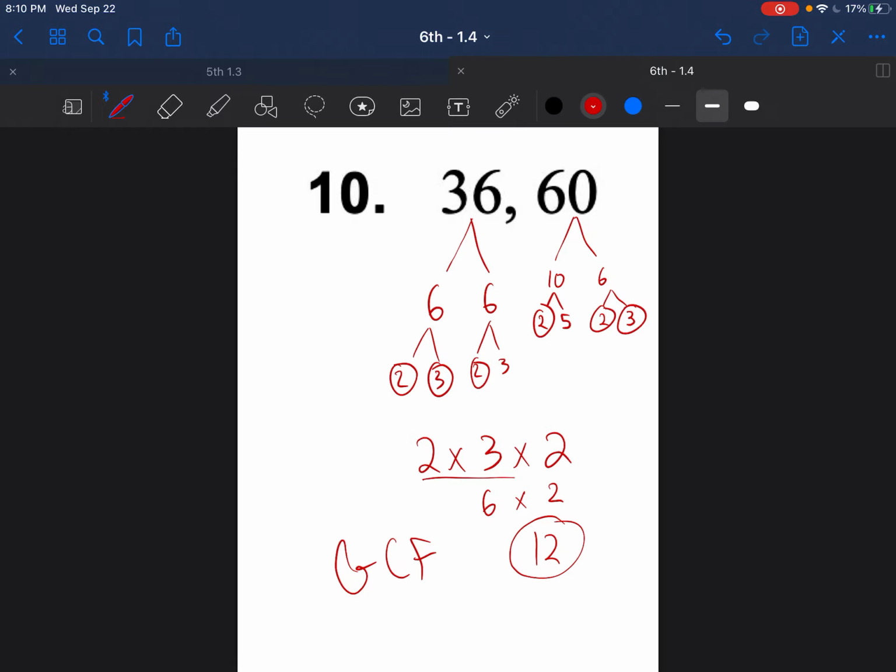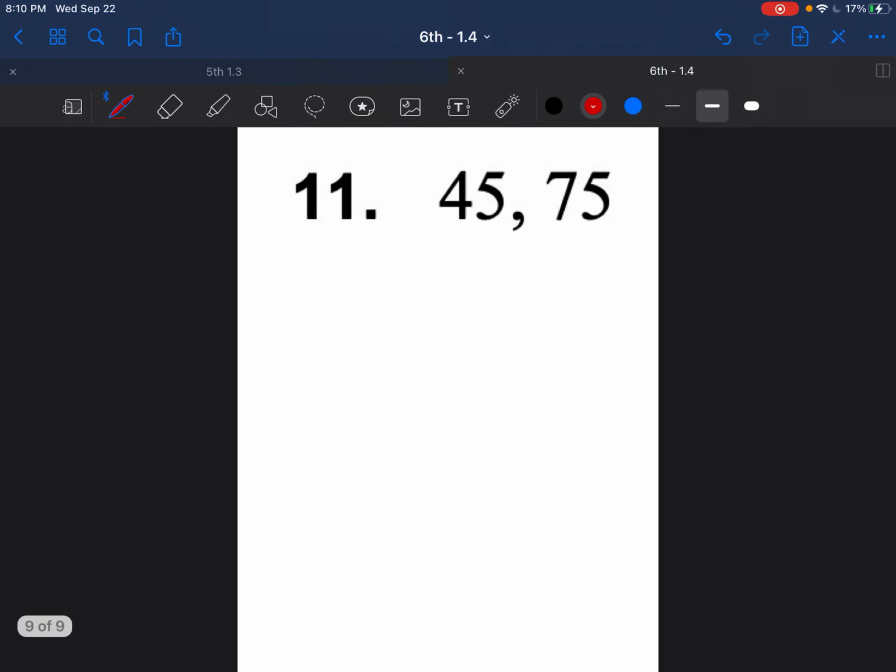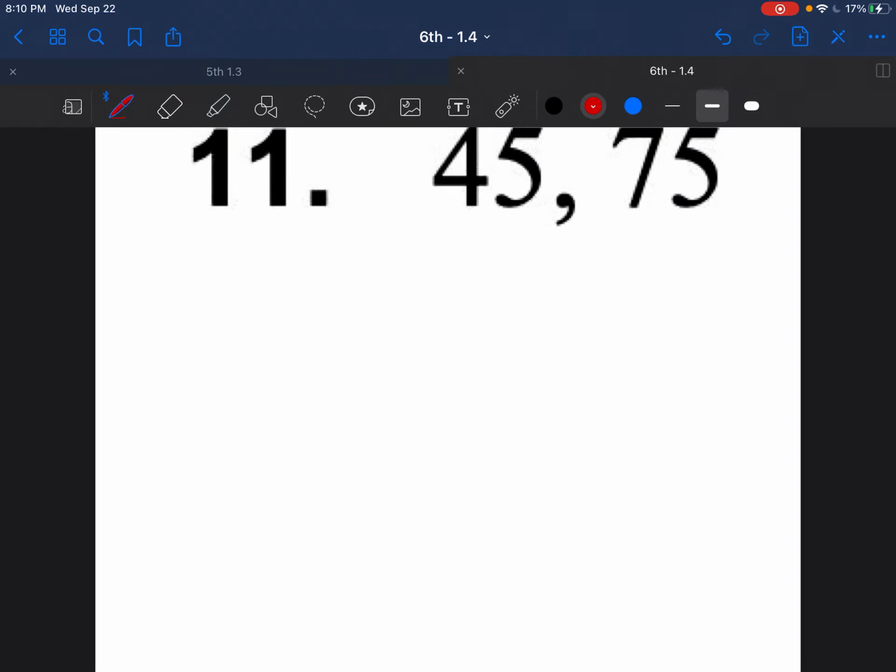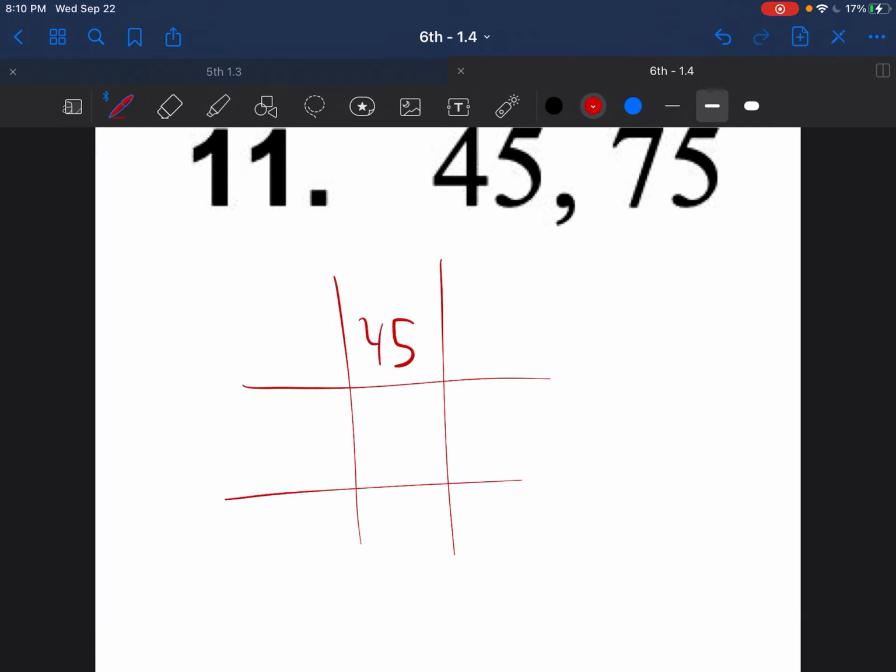All right, let's try another one. Looks like it's our last one for this problem. This one we're going to do Tic-Tac-Toe Method and the prime factorization. So let's do Tic-Tac-Toe. I got 45 over here, 75 over here. What number can go into 45 and 75? Well, I know they both end with a 5, so I'm going to divide by 5.